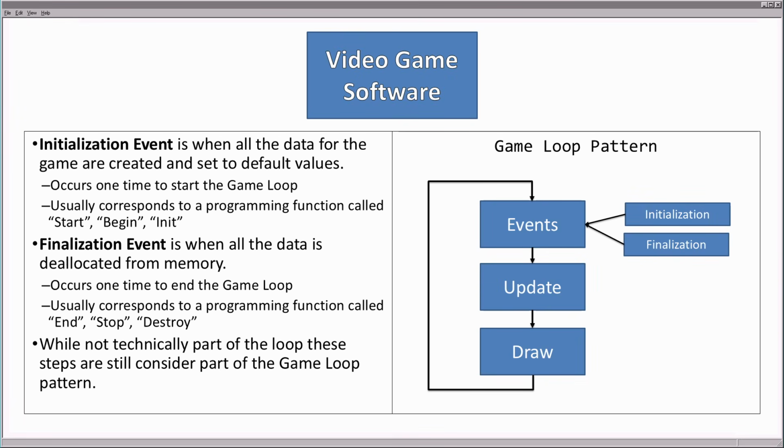In contrast, the finalization event is when all the data is deallocated from memory. This occurs one time to end the game loop. In code, this usually corresponds to a programming function called end, stop, or destroy. As both of these events only occur once, they could be considered outside of the game loop, but in the end, they are just very special events.